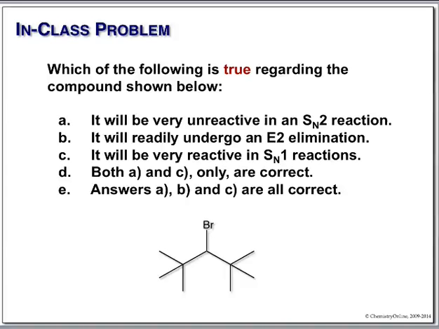C, it will be very reactive in SN1 reactions. Well, this is a secondary carbocation, isn't it? Very crowded. Lots of good reasons for this bromine just to want to leave. Once it left, it would probably rearrange, but yes, it will be reactive in SN1 because it's a nice, stable carbocation. A and C, A, B, and C, obviously, SN2, SN1, that's the proper answer.